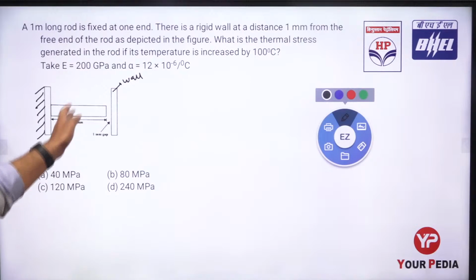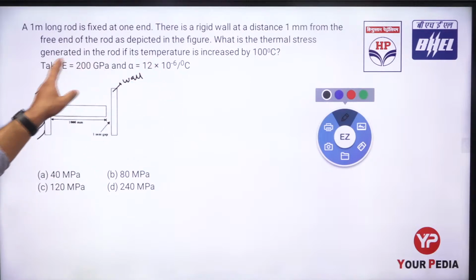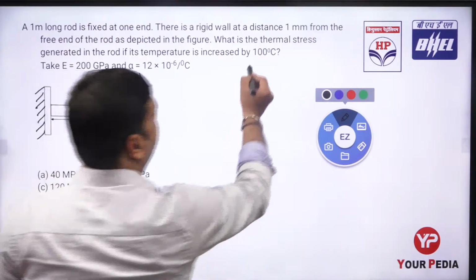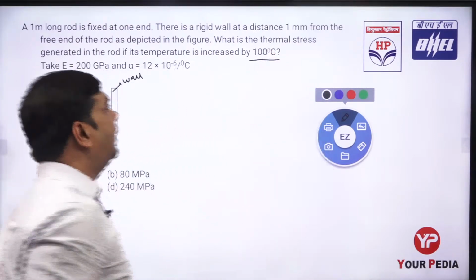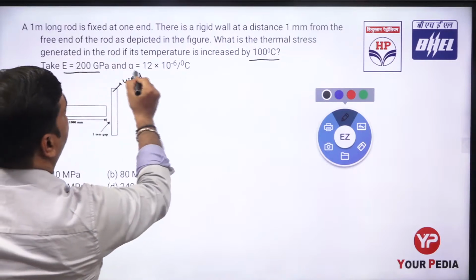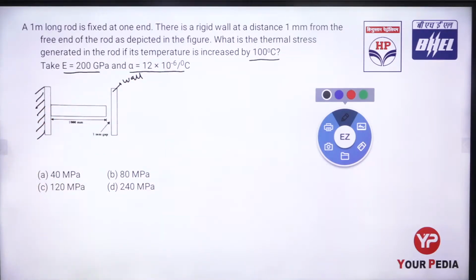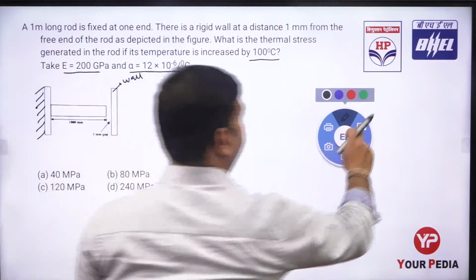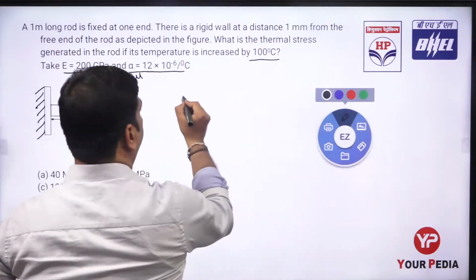As shown in the figure. What is the thermal stress generated in the rod if the temperature is increased by 100 degrees centigrade? The temperature increased by 100 degrees centigrade, and E is equal to 200 gigapascal, and alpha equals 12 into 10 to the power minus 6 per degree centigrade. Is this clear? So I'm just writing the formula.